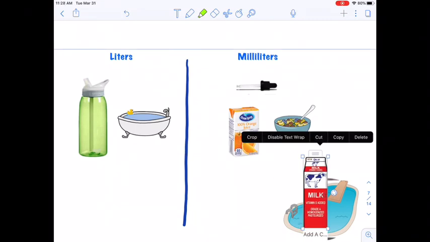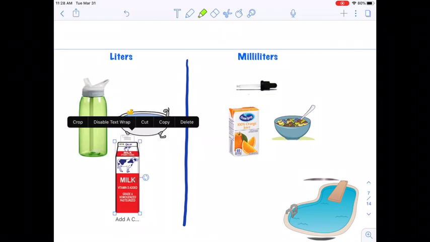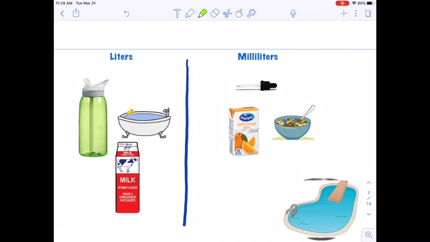Now, what about this milk container? What do you think about this? Do you think it's bigger than your water bottle? Smaller than your water bottle? Do you think you would tell me how much it's going to take to fill it up in milliliters? Or do you think you would use liters to tell me? I think you would probably tell me that it's pretty close to the same size as your water bottle, so you could tell me its measurement in liters also.